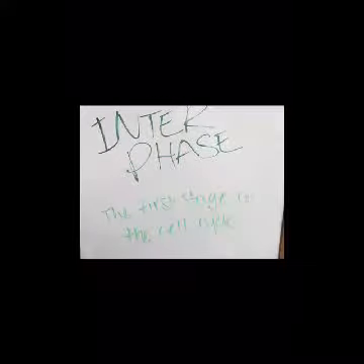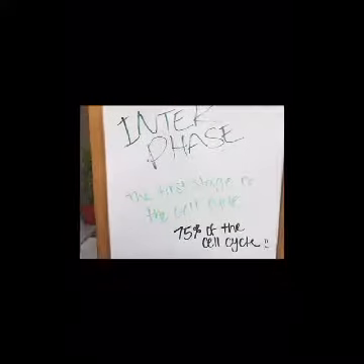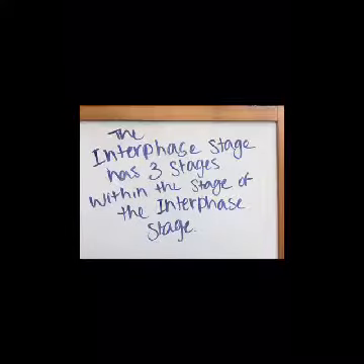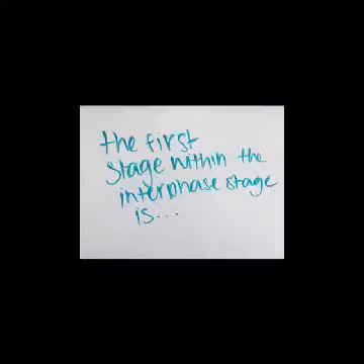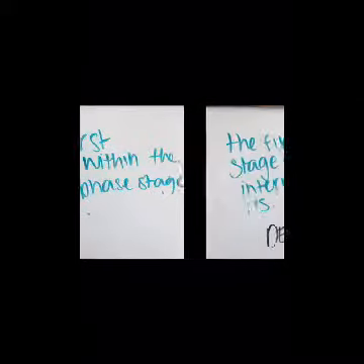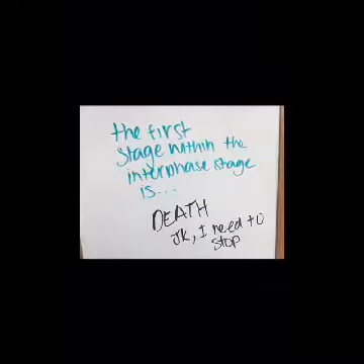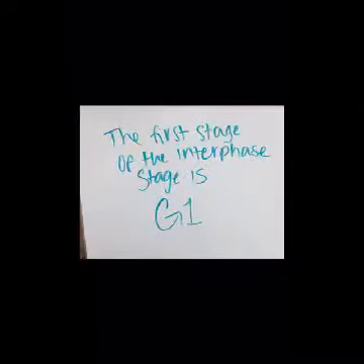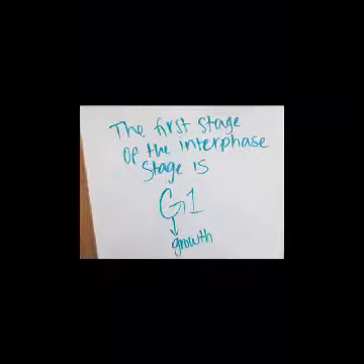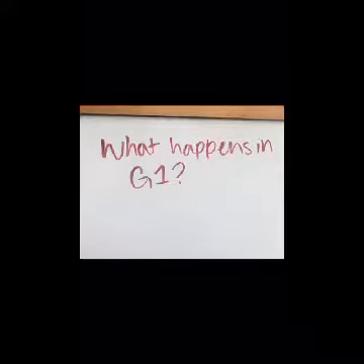Interphase. First stage of the cell cycle. 75% of the cell cycle. The interphase stage has 3 stages within it. First stage within interphase is death. Just kidding. I need to go home. The first stage of interphase is G1. G stands for growth. What happens in G1?